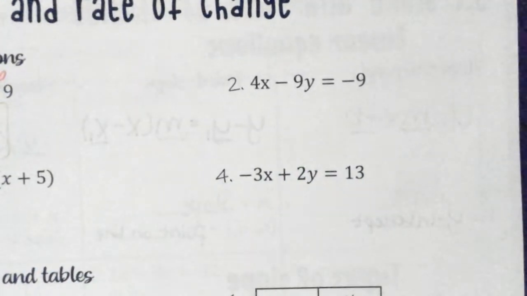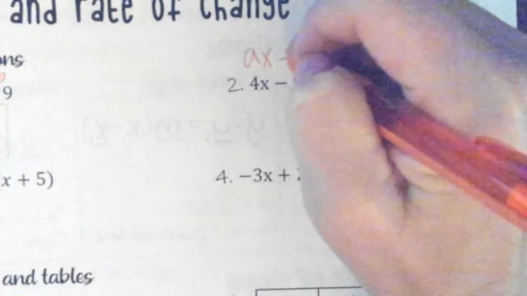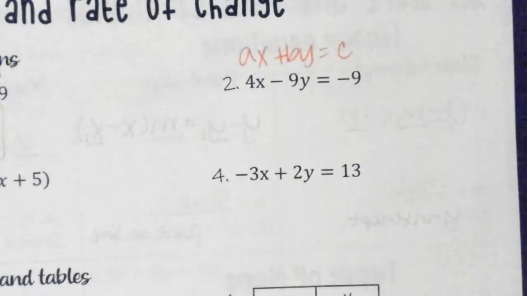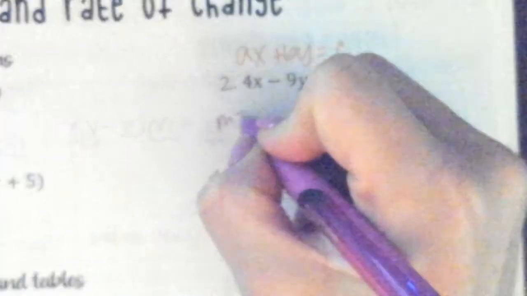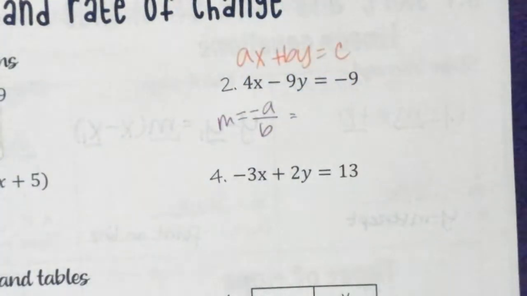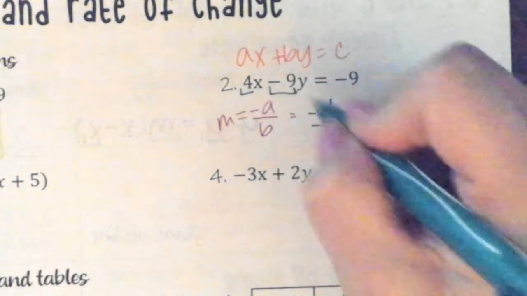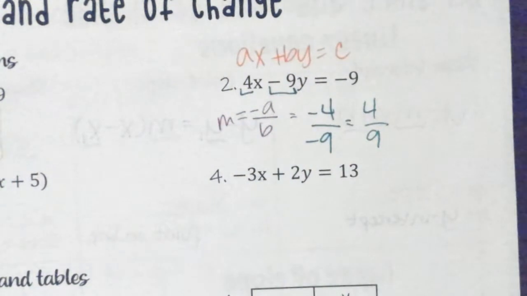Alright, let's look at this next one. 4x minus 9y equals -9. This is ax plus by equals c. And I can use my little sheet where m equals the opposite of a over b. So opposite, this is a +4, so -4, b is a -9. When I get a negative over a negative, my slope here is 4/9. I can't reduce any further, so that is my slope.